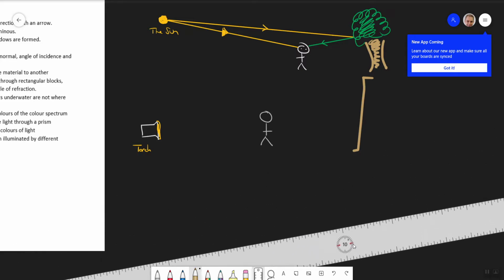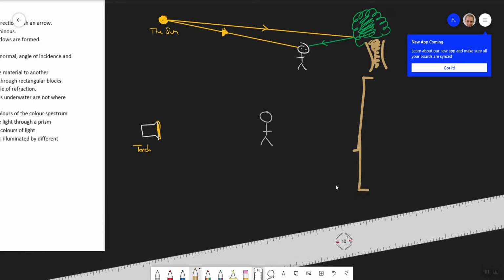Okay. So how is the shadow formed on this? Oh dear, he's got the wrong coloured eyes. That was not what I intended to do.